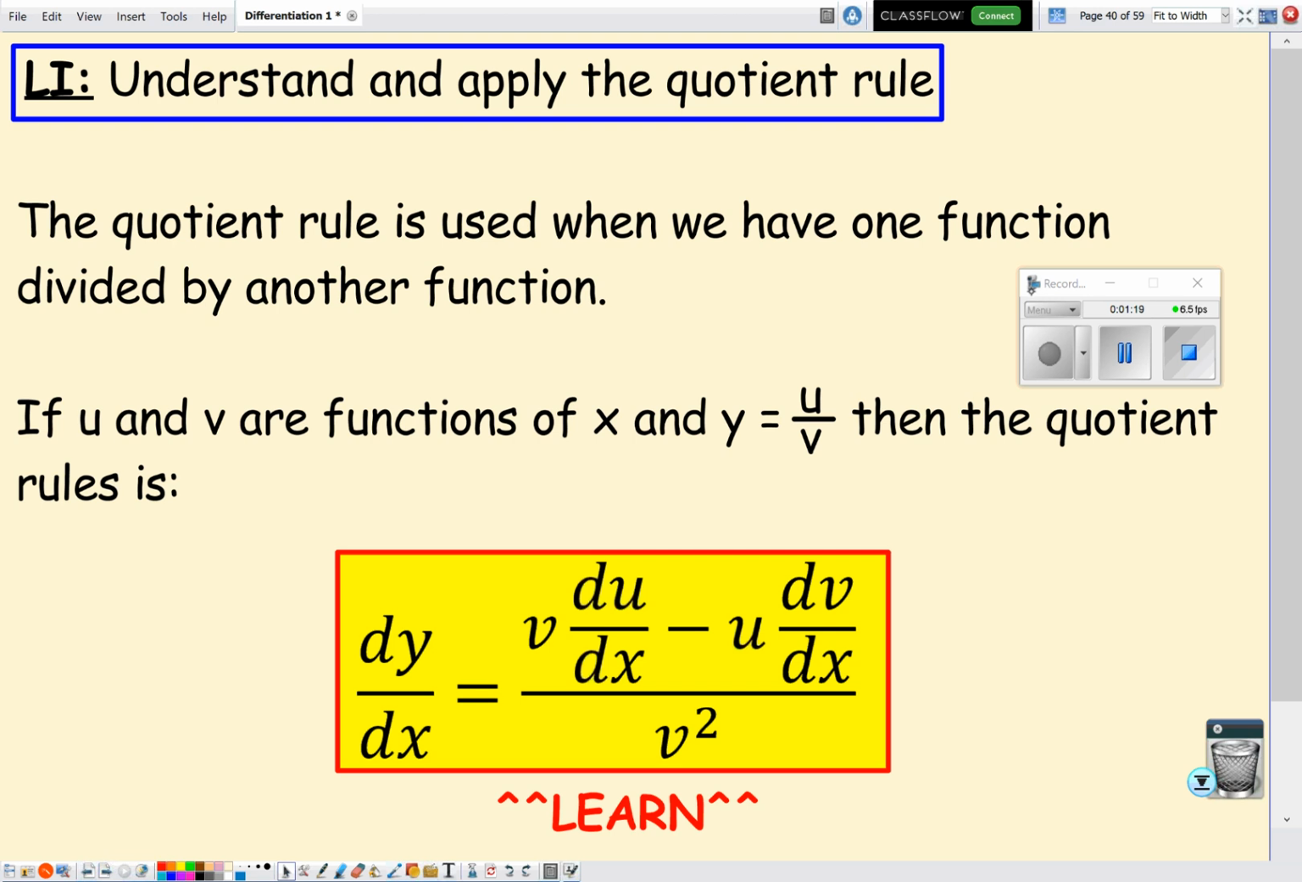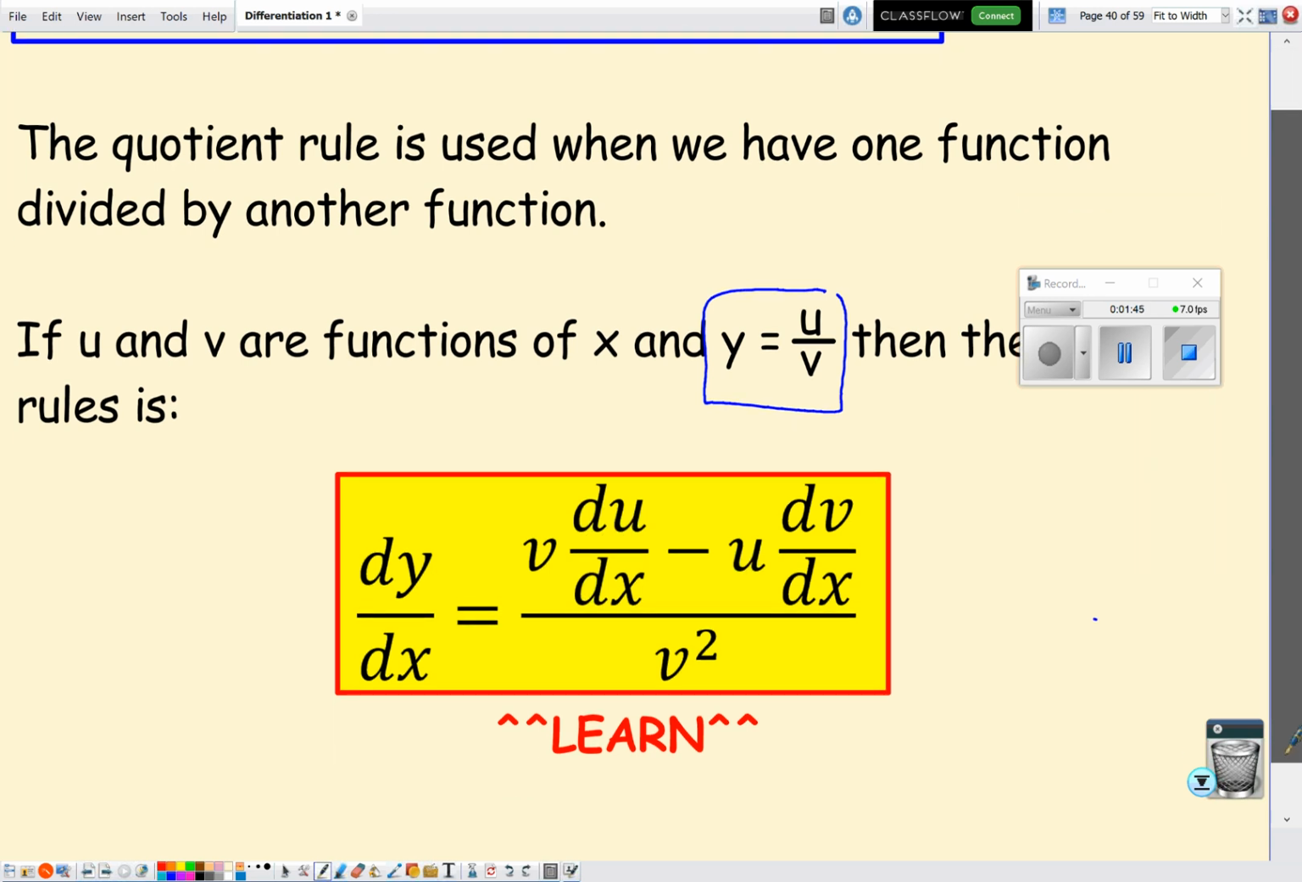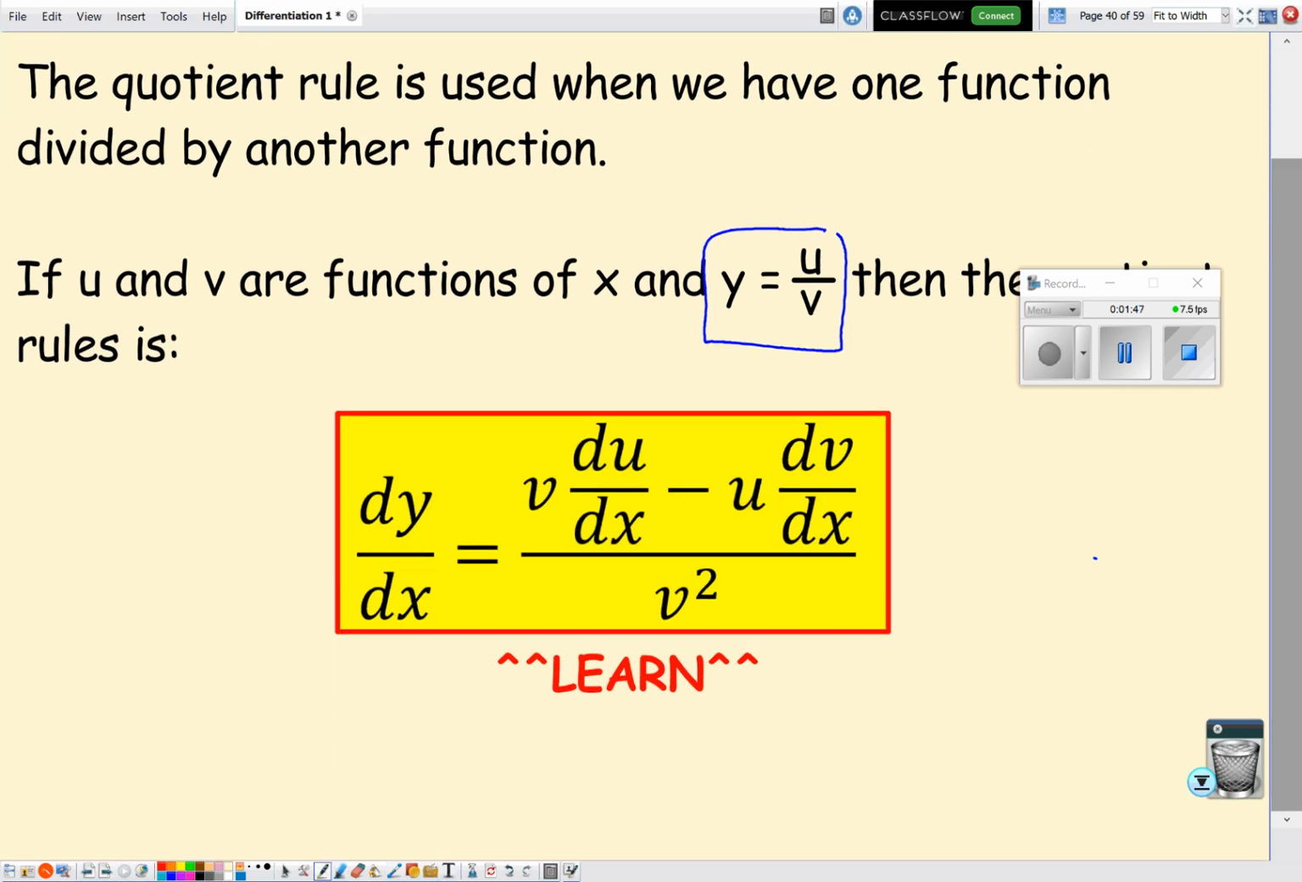So the quotient rule is used when we have one function divided by another function. So basically functions in the format of this, right? So if u and v are functions of x and y equals u over v, then the quotient rule is, dy by dx equals v du by dx minus u dv by dx all over v squared. And again, just like the product rule, you have to learn it.